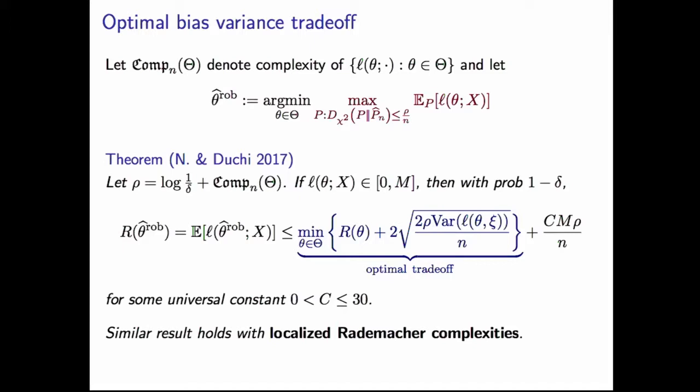But before we do that, one nice thing about this theorem is that it gives us a principled way of choosing rho, the size of your worst case region. So rho can be the complexity of your model class. So you can think of it as a log covering number, or you can also think of it as localized Rademacher complexities. So these nice learning theoretic notions go through in this variance regularization setting as well, with a bit of extra work, of course.